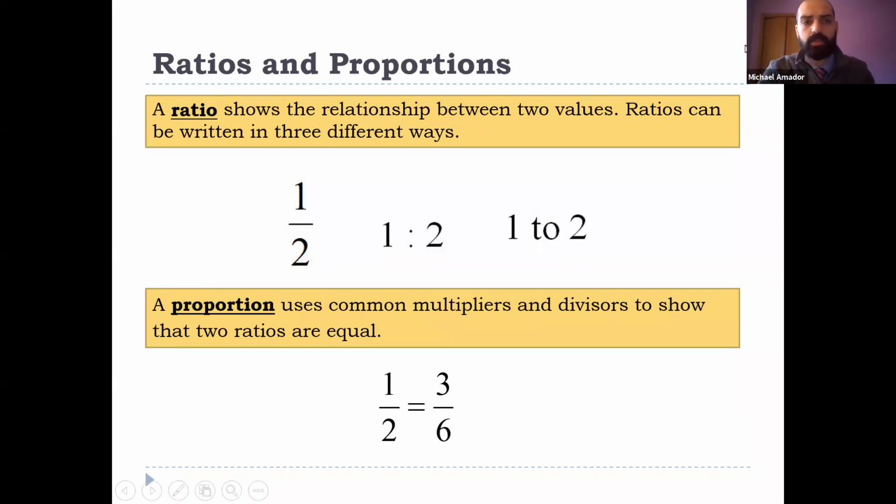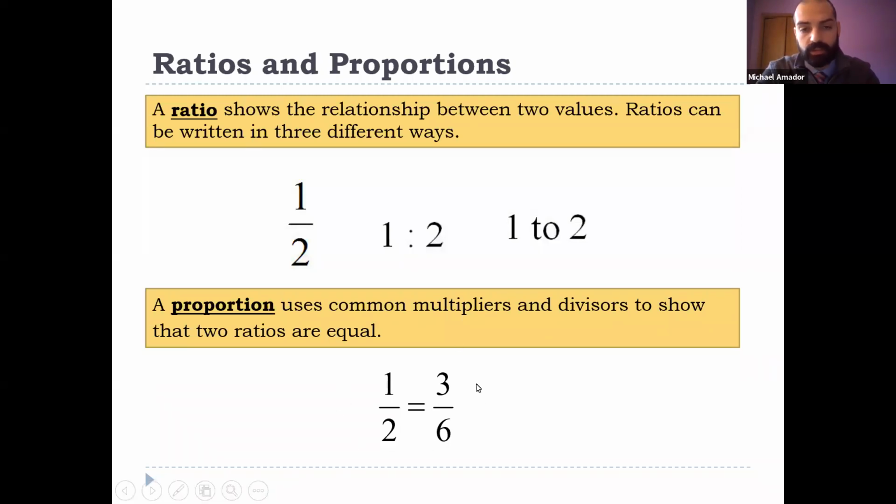So looking at the PowerPoint, a ratio shows the relationship between two values. They can be written in 3 different ways, which Abriana mentioned some of those ways. We have fractions, we have the colon, which represents a ratio in the middle here, 1 to 2, and we can also use the words 1 to 2. A proportion uses common multipliers and divisors to show the two ratios are equal.